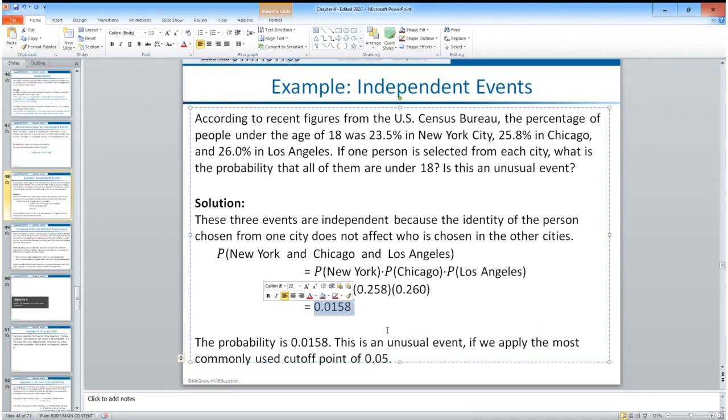or 1.58%. And they ask us, is this an unusual event? And since the unusual event cutoff is 0.05, then yes, this is an unusual event, okay?